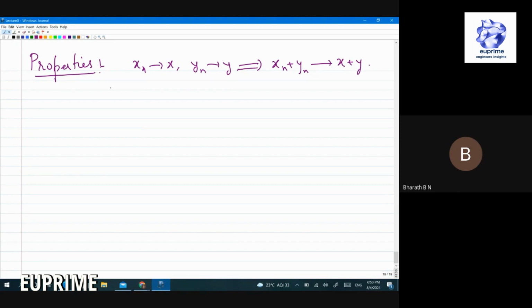Alpha xn converges to alpha x for every alpha, with mod alpha not equal to infinity. You scale the sequence, the limit should also be scaled. This is an easy proof. You can prove that pretty easily.